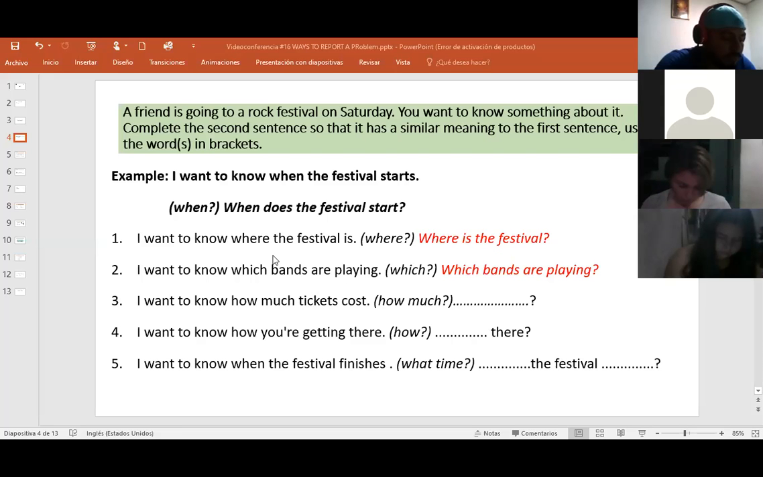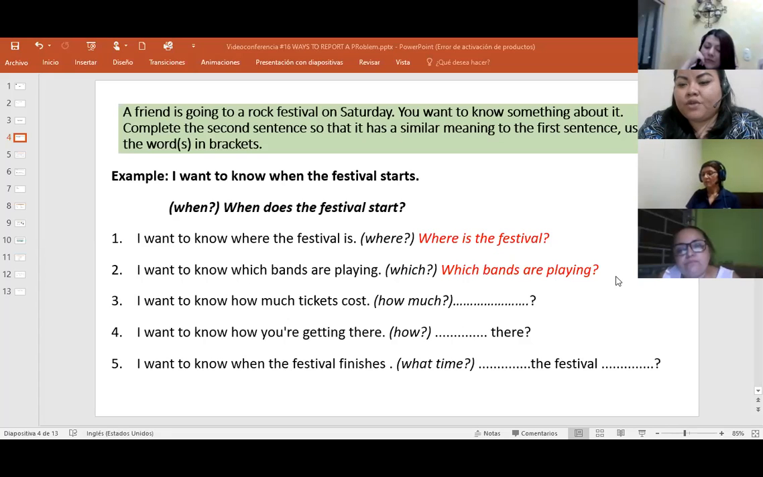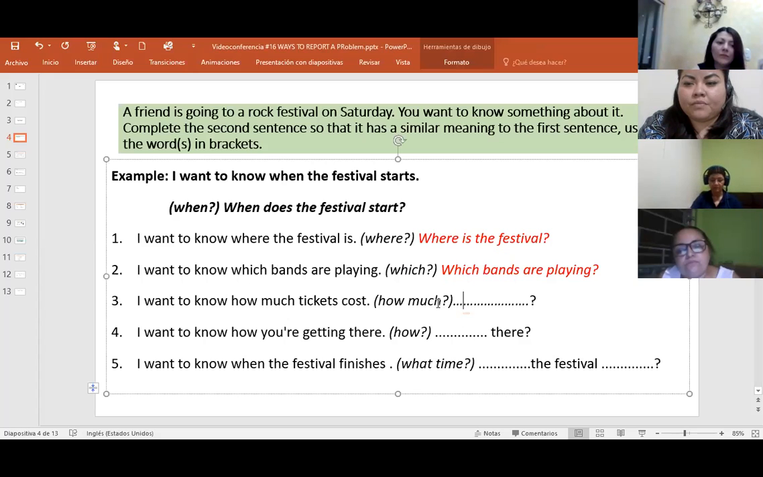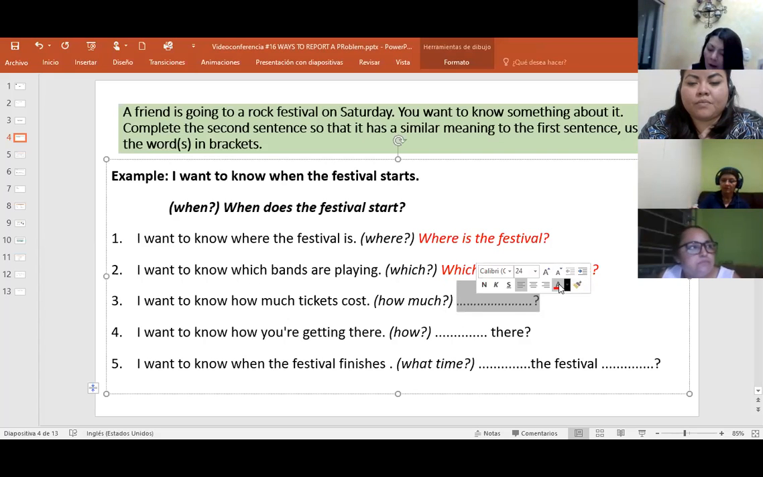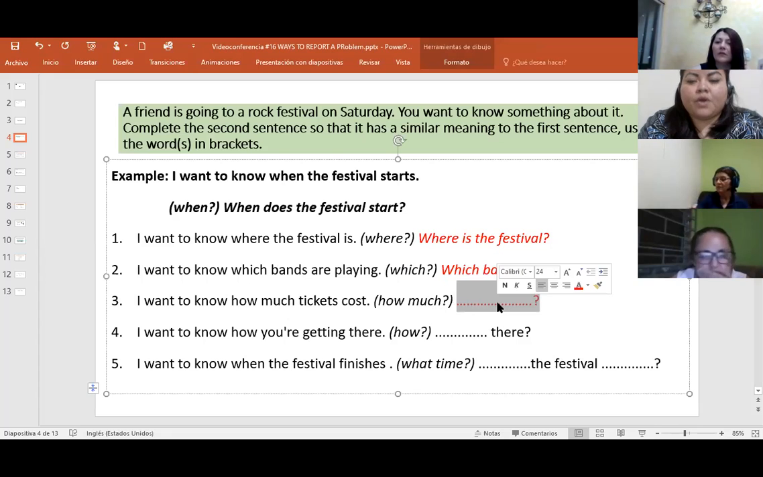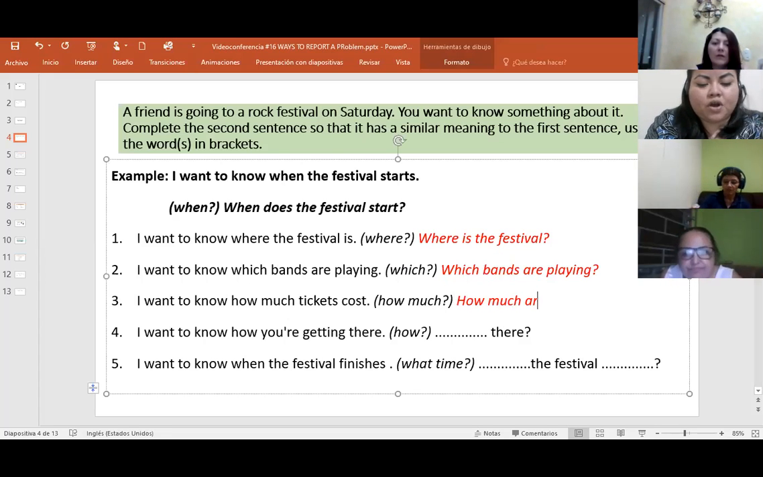Now, what do you have in number 3 for this exercise? I want to know how much tickets cost. Right, I told you that that is in simple present, right? I want to know how much tickets cost, right? So tell me right there the answer for number 3. Yes, Carmen? How much are the tickets cost? Okay, how much are the tickets cost.